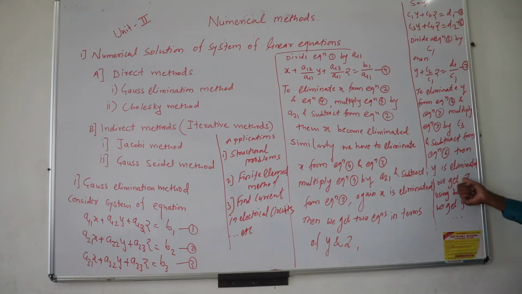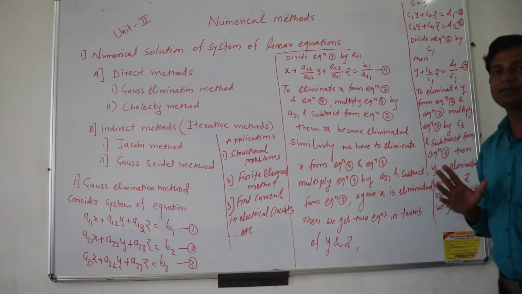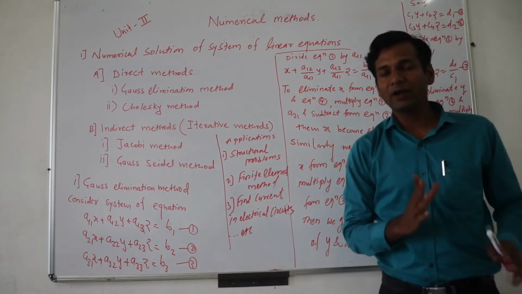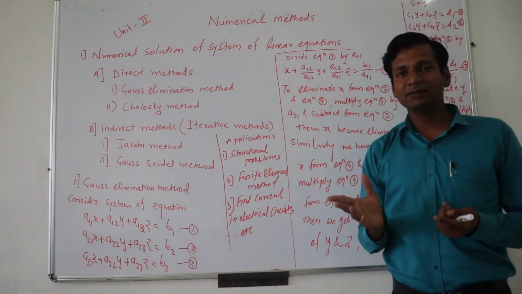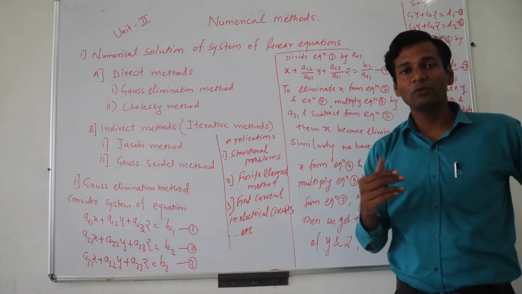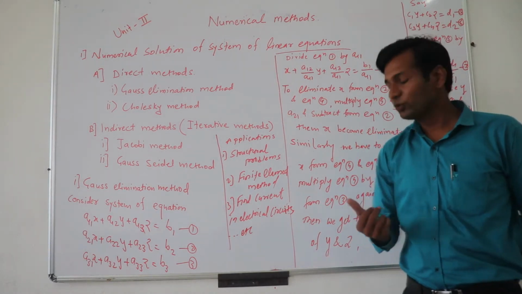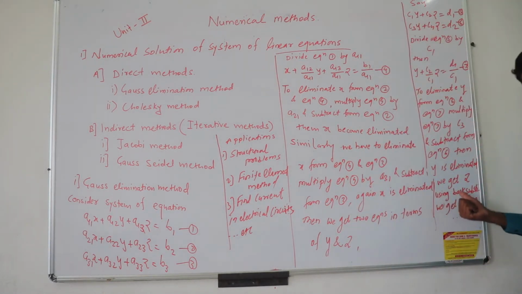Then y is eliminated, and only one variable remains, which is z, so we get the value of z on the right hand side. Once we get the value of z, we have to use back substitution.